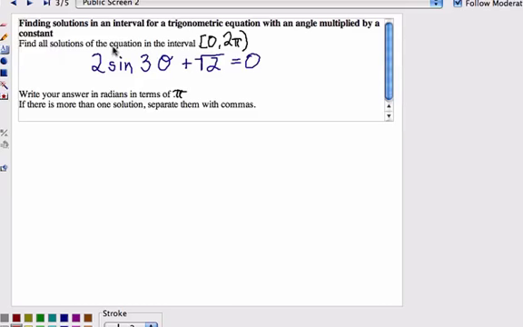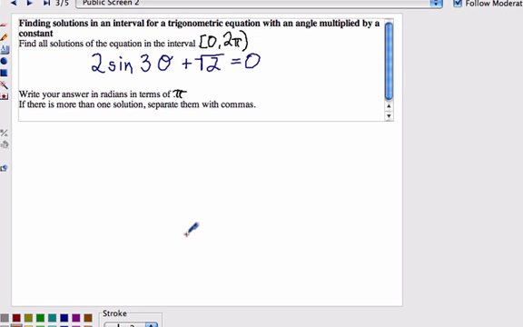You're asked to find the solutions of an equation in the interval of 0 to 2 pi. So 0 is part of the solution, 2 pi is just a boundary. And you're given an equation where the angle, in this case the angle theta, is multiplied by a constant, in this case it's multiplied by 3. Okay? And then you're asked to write your answer in terms of pi. If there is more than one solution, separate them with commas.